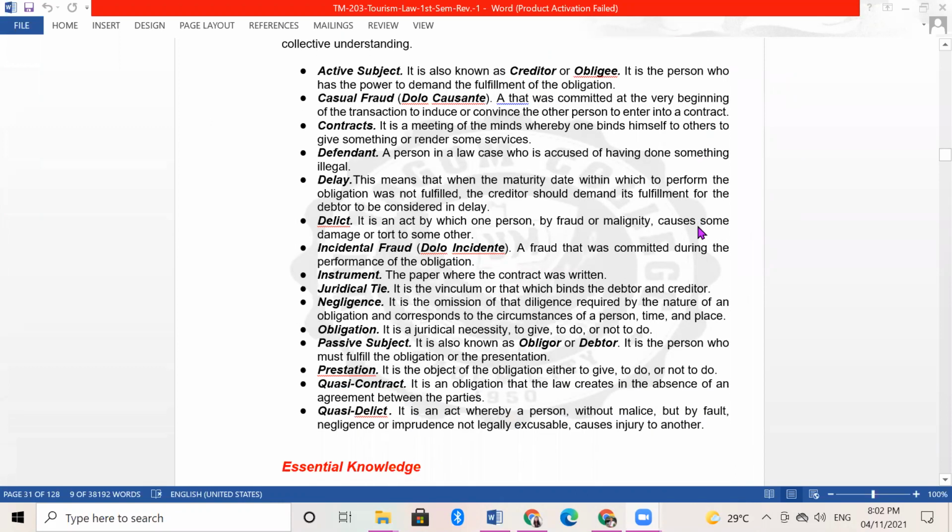The essential terms that will be used in these sections are defined below for our collective understanding. First is the active subject. It is also known as the creditor or the obligee. It is a person who has the power to demand the fulfillment of the obligation.